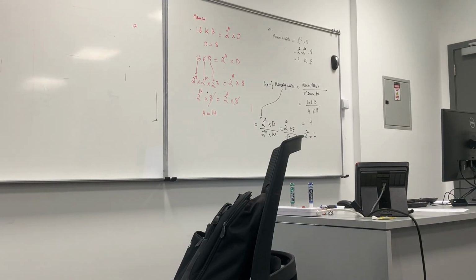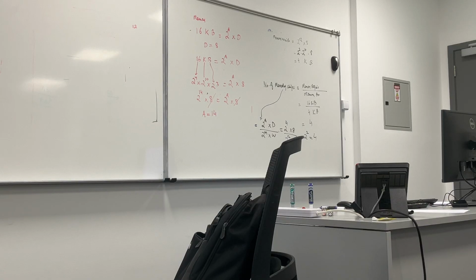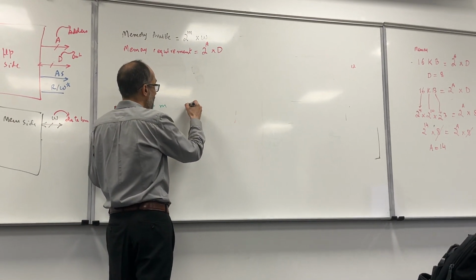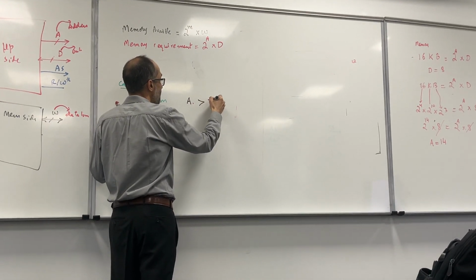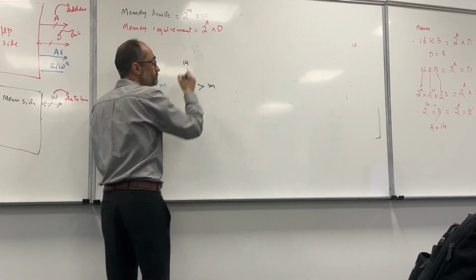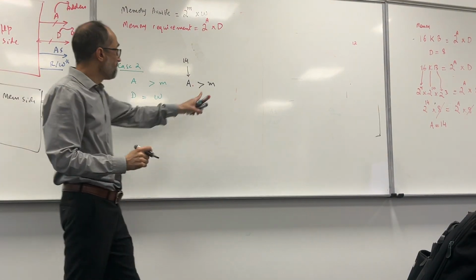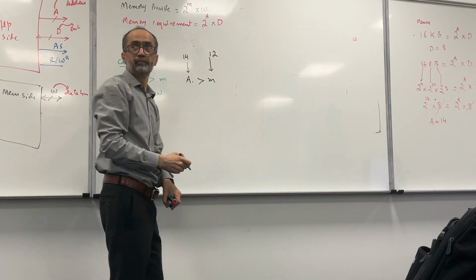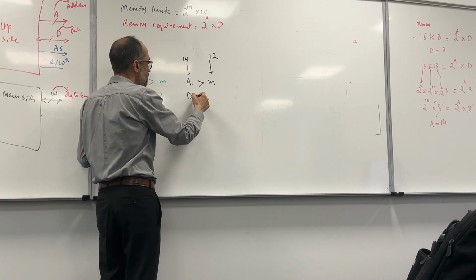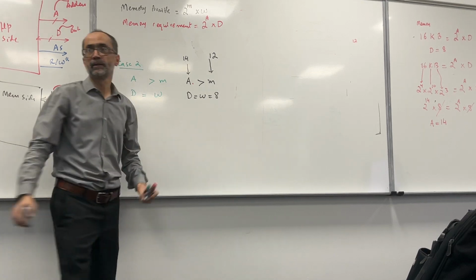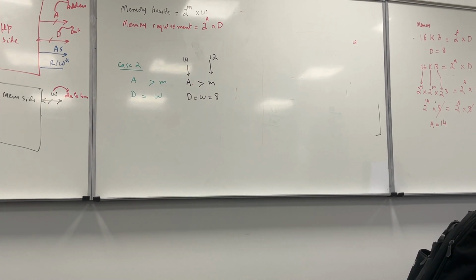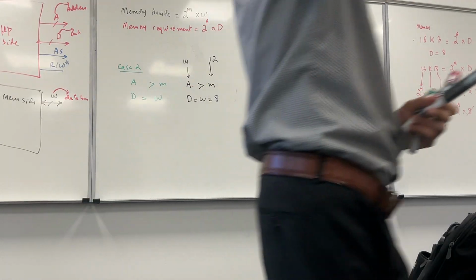I will give you a lot of formulas here. Any question? Okay, now think. What is the value of A? A is greater than M. What is A here? A is 14, and M is 12. What is the value of D? W is equal to 8 in this particular example. So is this case number 1 or case number 2? Case number 2. And in case number 1, we require only one memory.